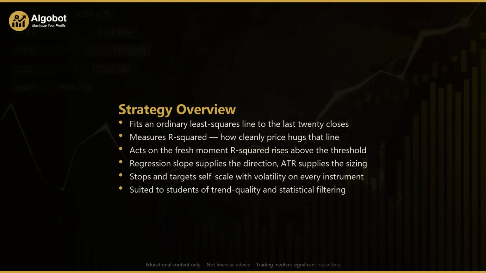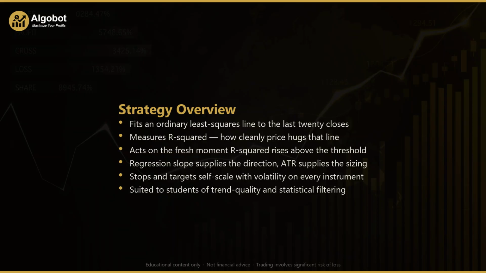A value near 0 means the closes scatter all around the line, so the market is choppy and undecided. A value near 1 means the closes hug the line tightly, so price is moving in a clean, well-defined straight path. In plain terms, R² answers how straight the recent move is, completely independent of whether it points up or down.